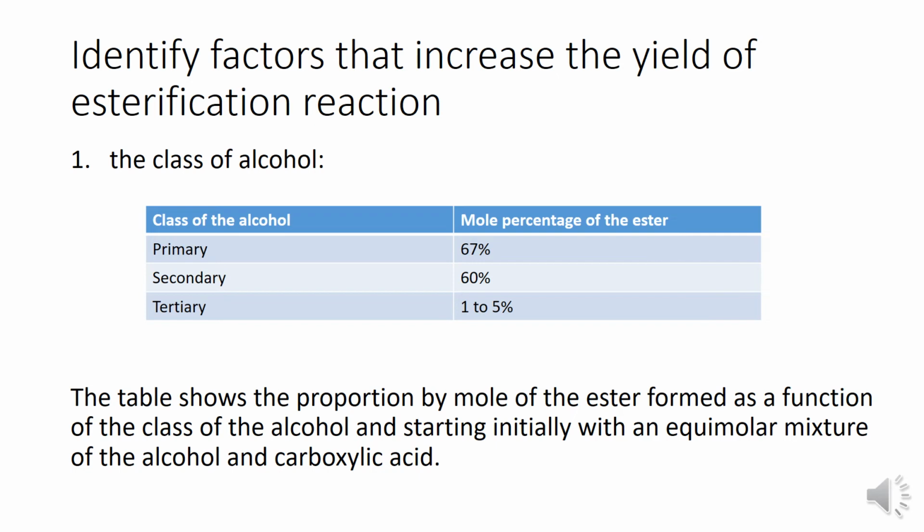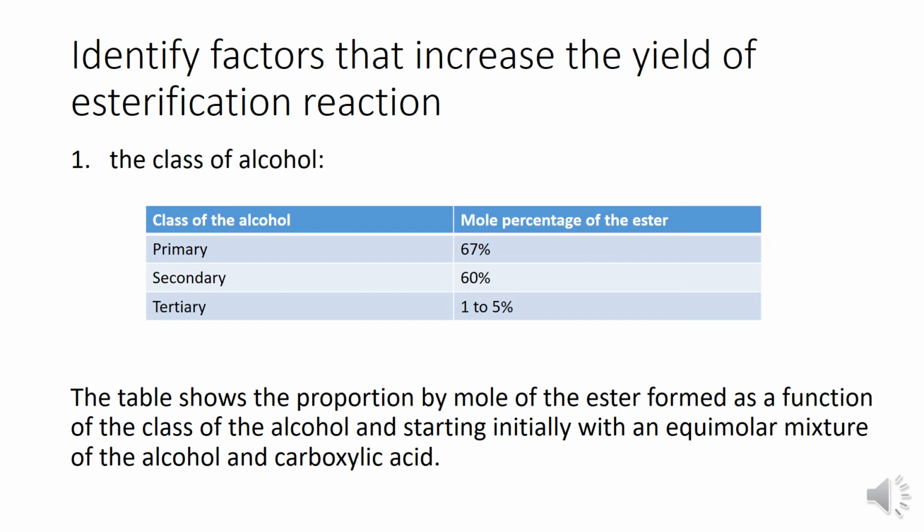Let's take the first factor, which is the class of alcohol. The table here shows the proportion by mole of the ester formed as a function of the class of the alcohol, starting initially with an equimolar mixture of the alcohol and carboxylic acid. In the table, if the alcohol is a primary alcohol, the mole percentage of the ester will be 67%. Don't forget that we start with an equimolar mixture of alcohol and carboxylic acid.